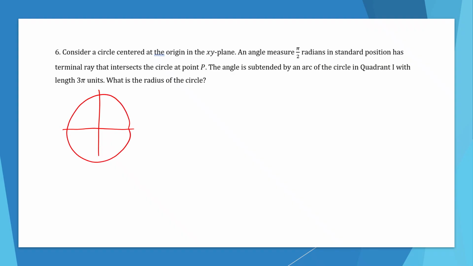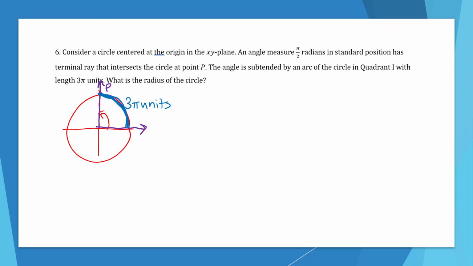All right, number 6, consider a circle centered at the origin in the xy plane. Let's maybe draw that. An angle that measures pi over 2 radians in standard position. So we know that's 90 degrees, so that angle has a terminal ray that intersects the circle at point P. So what's that going to look like? That's going to be like this, and then it intersects the circle at point P. The angle is subtended by an arc of the circle in quadrant 1 with length 3 pi units. So taking a look here, that arc length is going to be 3 pi units. What is the radius of the circle?